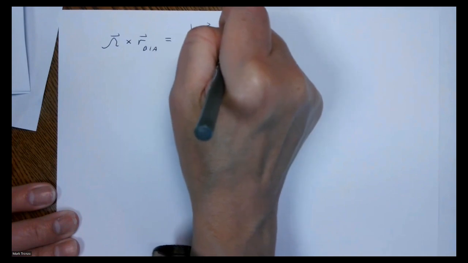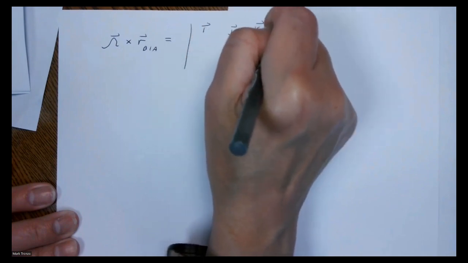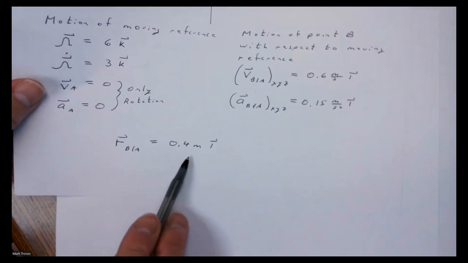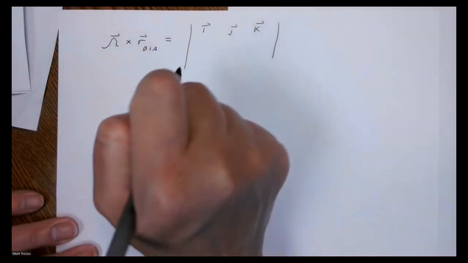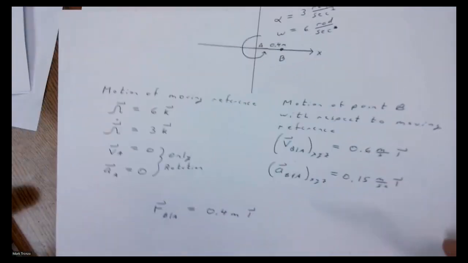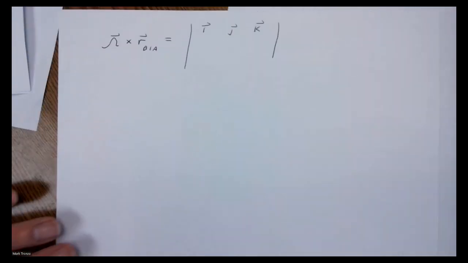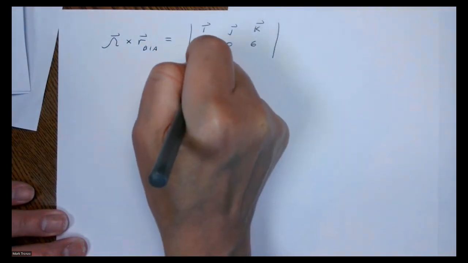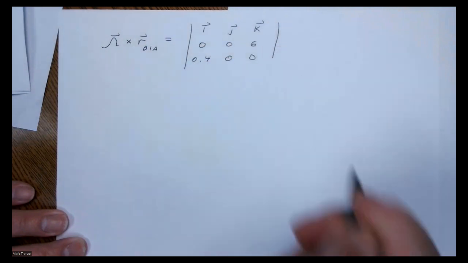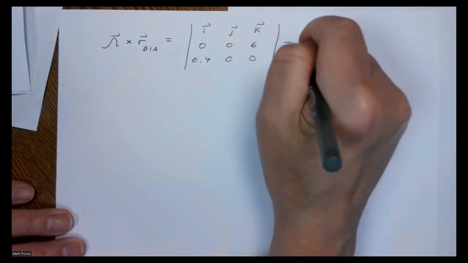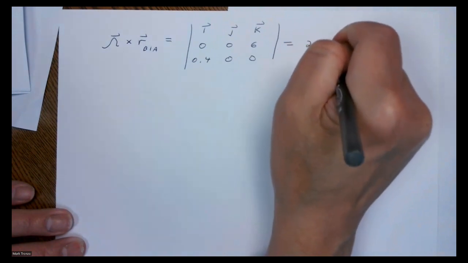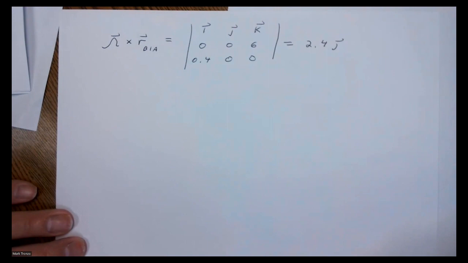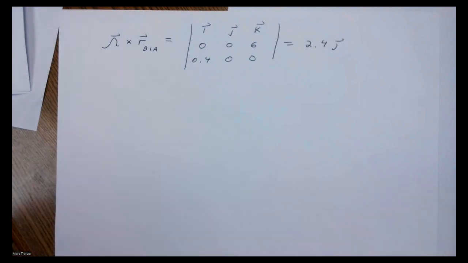And remember, that's going to be I, J, K. And we just found the RBA, which was 0.4 I. And we had also found omega, which is 6K. So it's 0, 0, 6, and this is 0.4, 0, 0, like this. And if you go through the steps of the cross product, you get 2.4J. And so we actually have all the information to put into our equation.